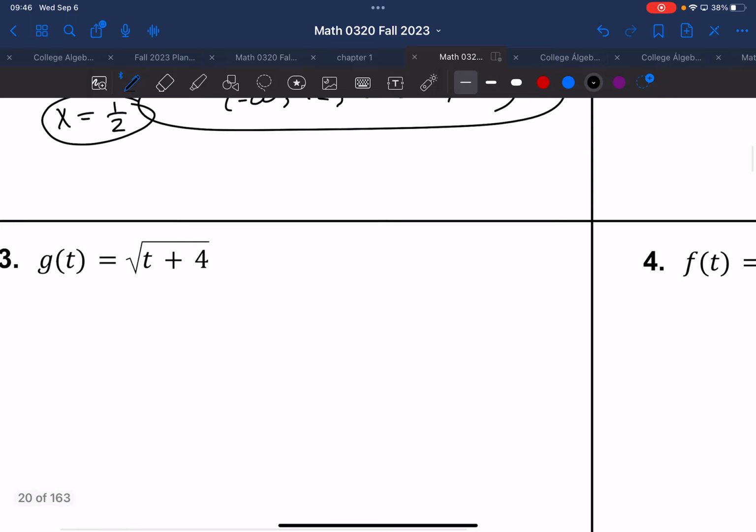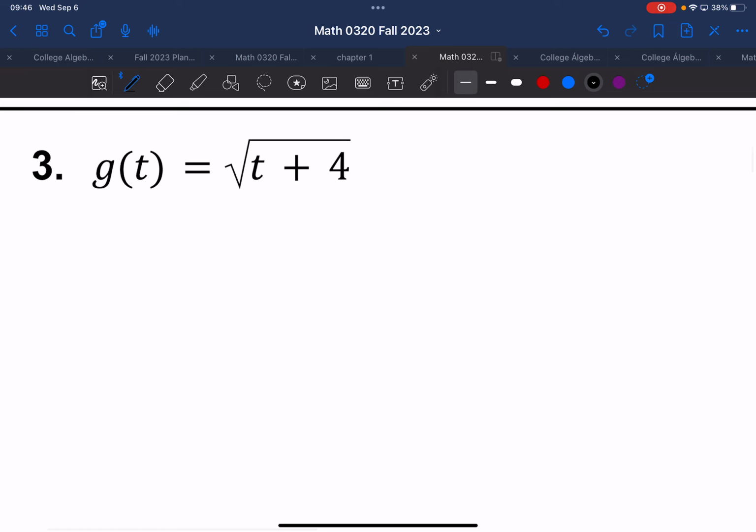Number 3, we now have a function that is not listed as a fraction. Instead, we need to follow the rules that are related to the square roots. So the only thing we need to know is that we can't take the square root of what number? 0? No, we can take the square root of 0. What numbers can we not take the square root of? Negative. We can't take the square root of negative numbers.